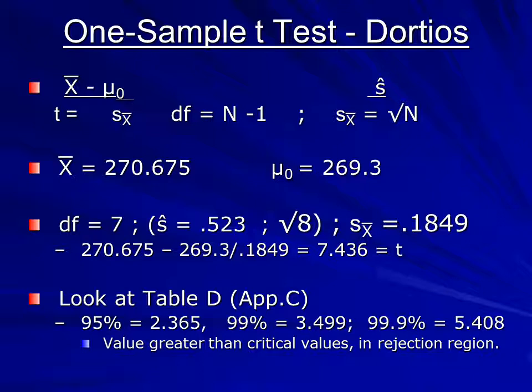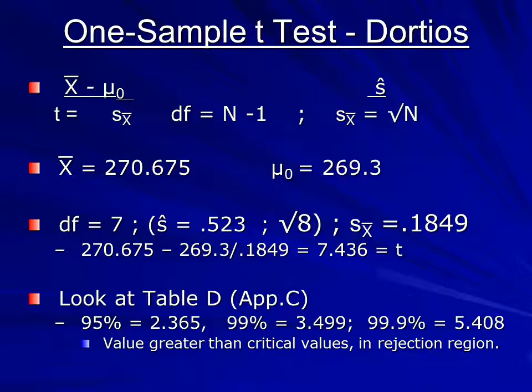Again, this is all just sort of algebra. So what do you do here? You plug it into the equation here. You take 270.675 subtracted from 269.3, and you divide it by the standard error, that 0.1849. You get a t-value of 7.436. So this is our t-value of this sample. It's sort of like a z, but it's not really a z yet. It's just a t, but we're going to be plotting it like we would a z.